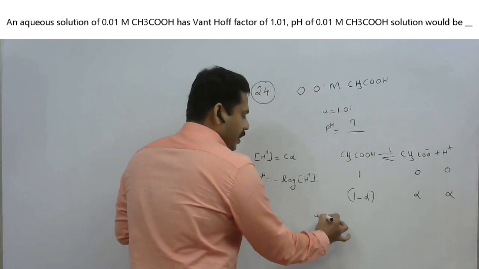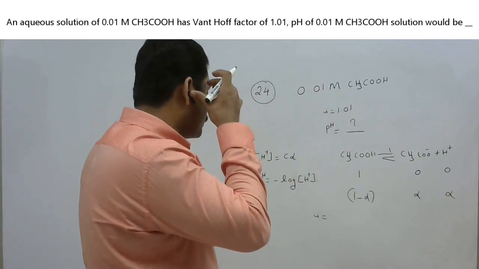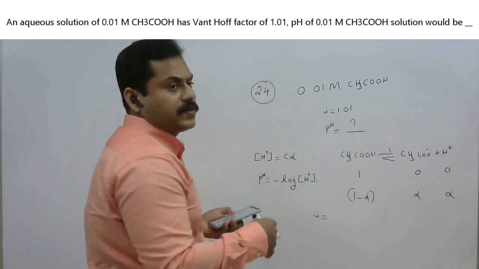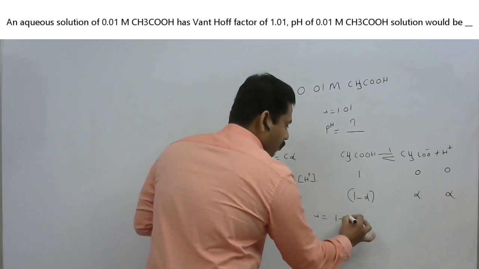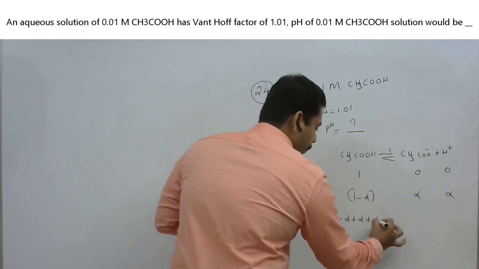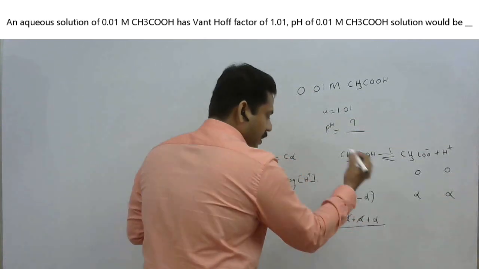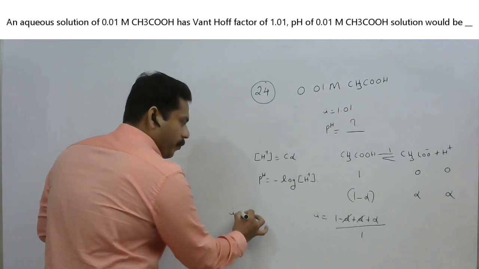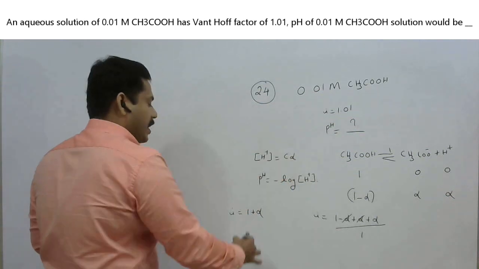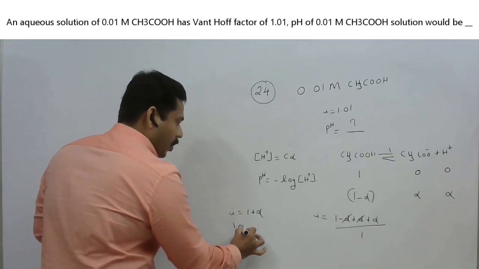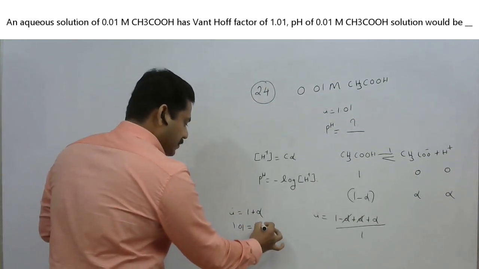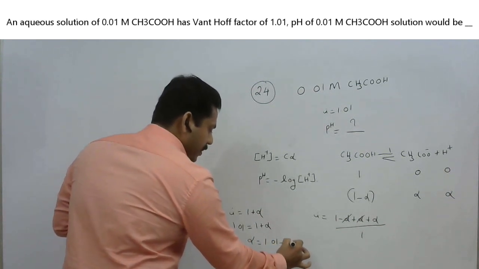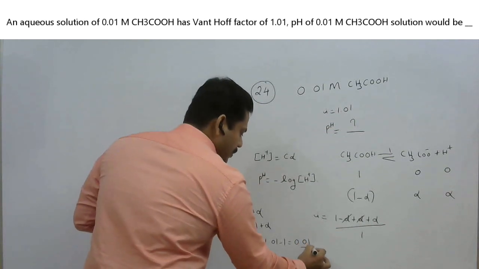So what is the i? The number of moles after dissociation divided by the number of moles initially I took, right? So what is the final number of moles? 1 minus alpha plus alpha plus alpha. So alpha will be cancelled. Initial was 1 only. So i is equal to 1 plus alpha. We are given the i value, that is 1.01 is equal to 1 plus alpha. Therefore alpha is equal to 1.01 minus 1, that is equal to 0.01.